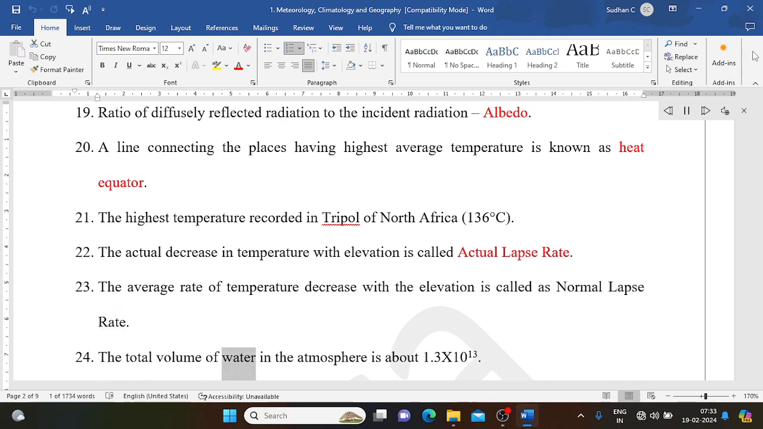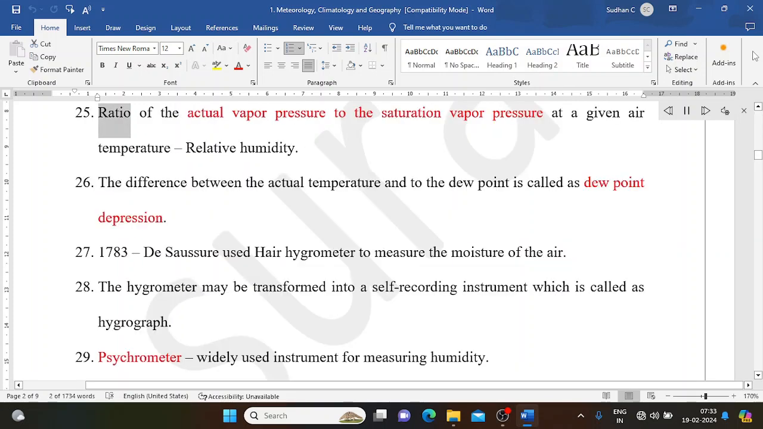The total volume of water in the atmosphere is about 1.3 x 10^13. Ratio of the actual vapor pressure to the saturation vapor pressure at a given air temperature, relative humidity. The difference between the actual temperature and the dew point is called dew point depression. In 1783, de Saussure used a hair hygrometer to measure the moisture of the air. The hygrometer may be transformed into a self-recording instrument which is called hygrograph. Psychrometer, widely used instrument for measuring humidity.